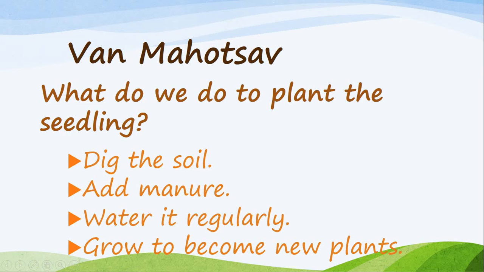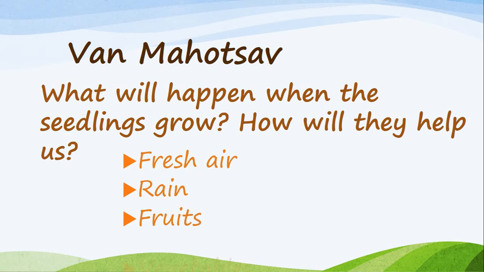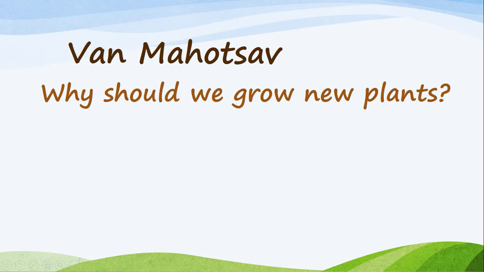Okay? What will happen when the seedlings grow? How will they help us? Good. Some of you say fruits, some of you say vegetables, flowers. Let's see the answer. These plants give us fresh air, rain, fruits, and vegetables when they grow. Why should we grow new plants? We need plants for various things. It is advisable to grow lots of plants.